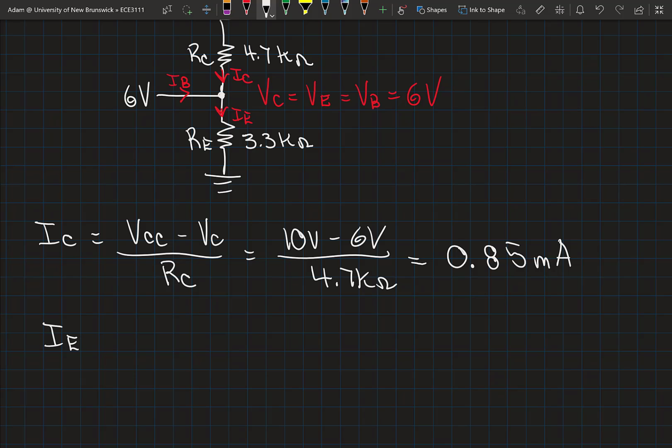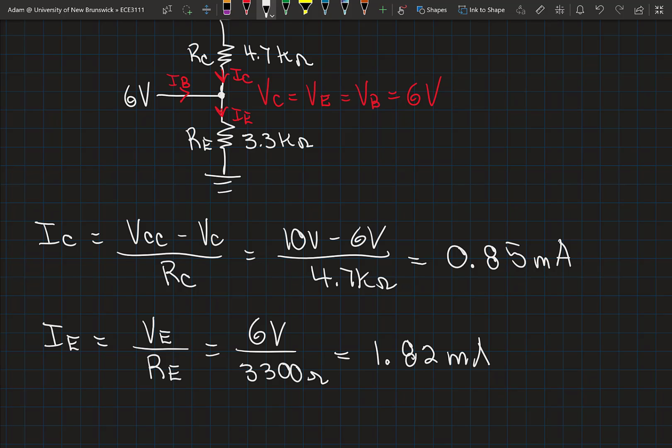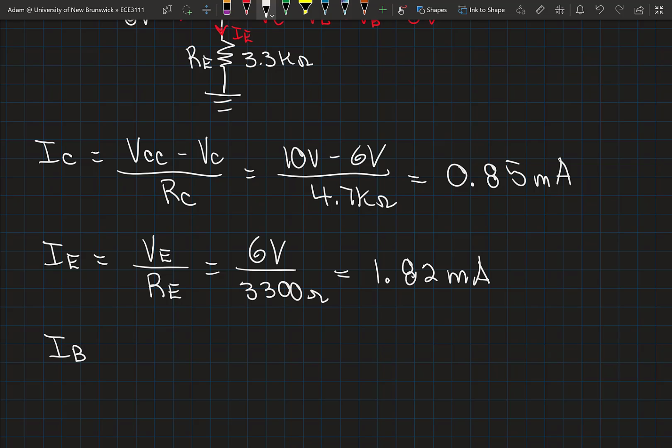The emitter current, again, we can't use those forward active mode equations because those equations are for forward active mode. So here we're just going to use simple circuit analysis techniques. So the current through the emitter resistor is the voltage at the emitter divided by the emitter resistance. This is therefore 6 volts divided by 3.3 kilo ohms, or 1.82 milliamps. And of course we calculate the base current as the difference between the emitter current and the collector current, and it is 0.97 milliamps. We notice it's substantially higher than in our first example.